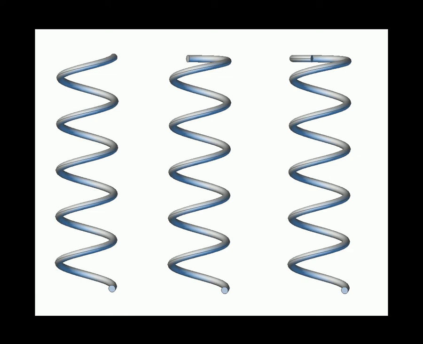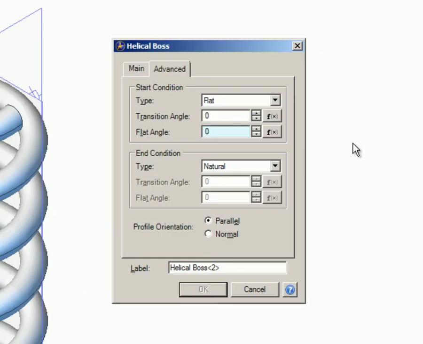The helix on the left has natural end conditions on both ends. The center helix has a flat condition on the top with a transition angle of 180 degrees and a flat angle of 0. The helix on the right has a transition angle of 90 degrees and a flat angle of 180 degrees. At the bottom of the dialog, under the Advanced tab, is the Profile Orientation selection.